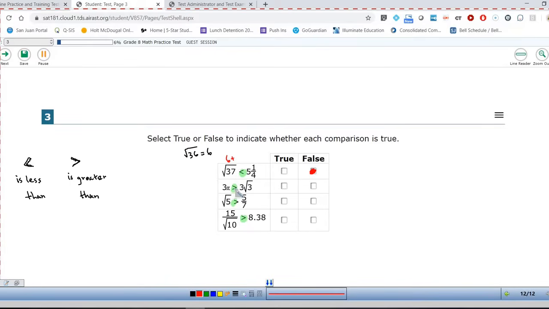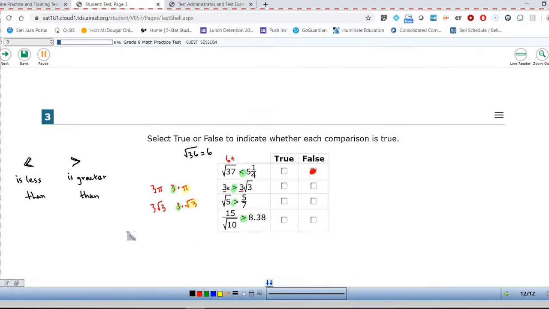All right, now let's take a look at this next one. 3 times pi is greater than 3 times the square root of 3. All right, something to notice right here. Both of these have the number 3. So 3 pi means 3 times pi. And 3 square root of 3 means 3 times the square root of 3. So since these both are 3, those parts really don't affect the answer. What we really have to compare is how does pi compare to the square root of 3?